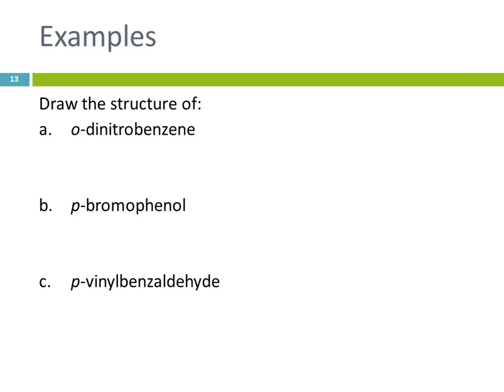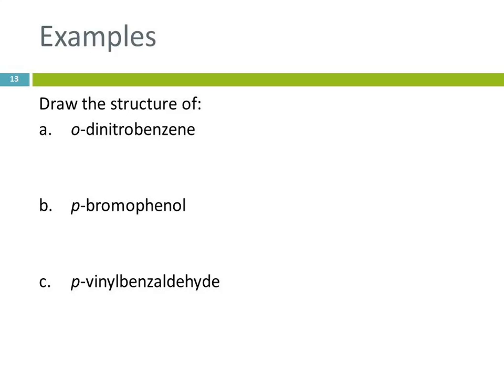So let's do some examples here. Draw the structure of ortho dinitrobenzene. And as far as homework or a written exam question, if you want to use, I've forgotten the name of it, if you want to use the symbol with the circle in the middle, I'm absolutely fine with that. I prefer it, it's easier for just drawing structures.